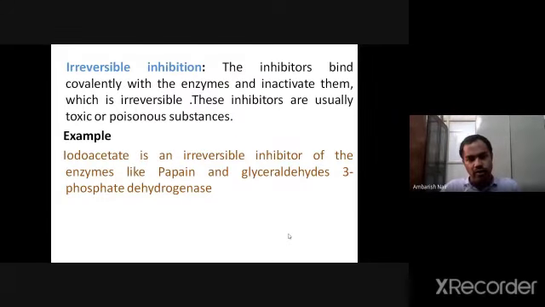So iodoacetate can irreversibly kill papain and glyceraldehyde 3-phosphate dehydrogenase. That means it inactivates them. Irreversible inhibition means the inhibitor binds the enzyme in a covalent nature, inactivates it, and you cannot reverse it. So it is either a poisonous or a toxic substance. I've given one example here; we are going to study more than 10 examples in future classes. And I want to mention one more important example, which is cyanide.